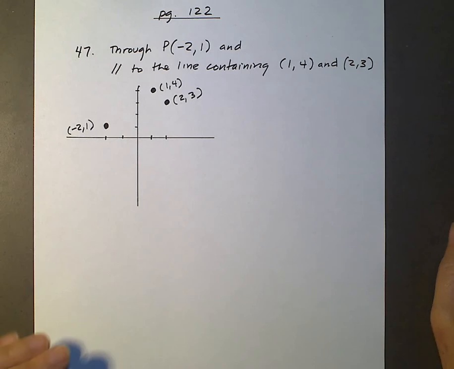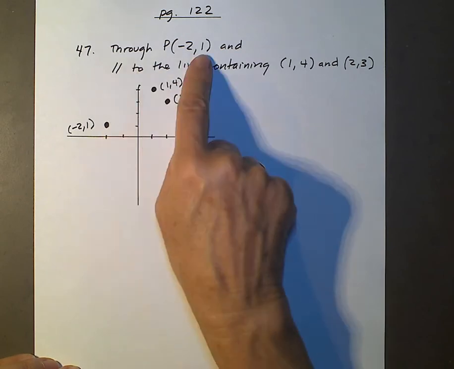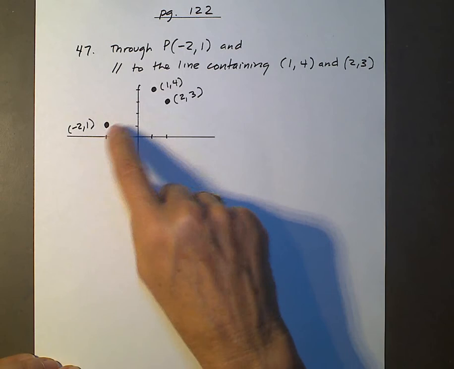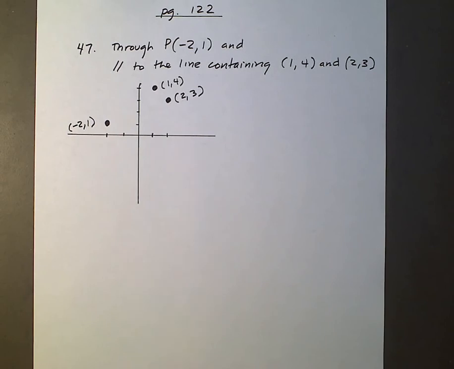Okay, this is number 47 on page 122, and I love this problem because it's got everything going on in it. What you're supposed to do is, you're given a point P, negative 2, 1. And I plotted these, made a little working sketch, because it makes so much more sense to see visually what they're asking for. So you need to put a line through that point.